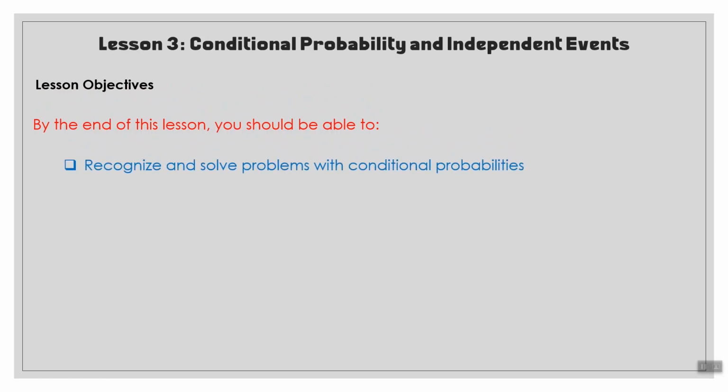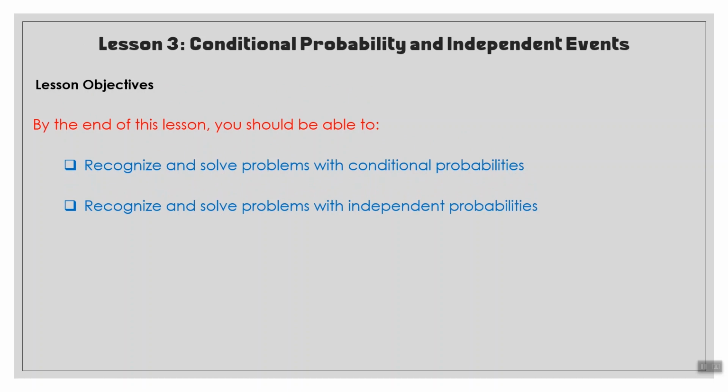Now in this lesson, this is the third lesson, we'll discuss two different topics. One of them is going to be about the conditional probability, and the second one is going to be about the topic of independent events. Now the lesson objectives are the following. By the end of this lesson, you should be able to recognize and solve problems with conditional probabilities, recognize and solve problems with independent probabilities.